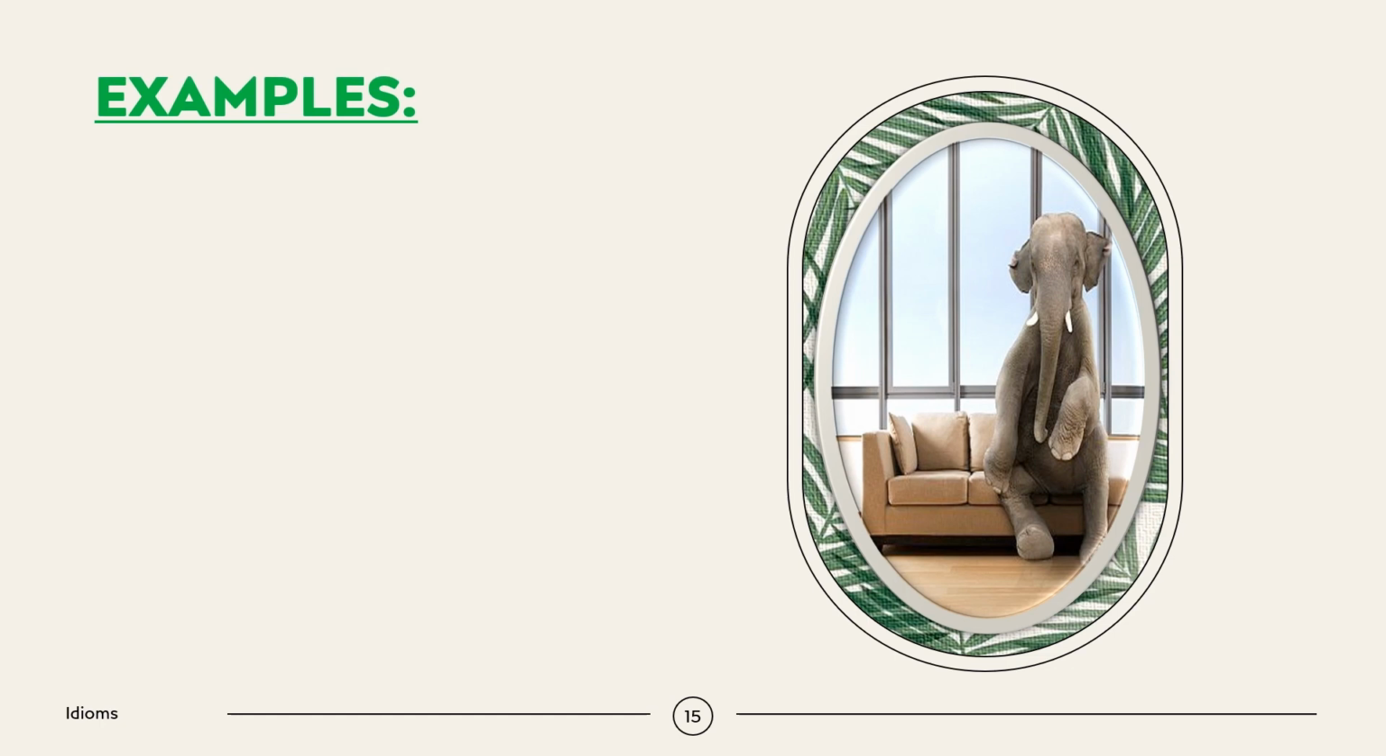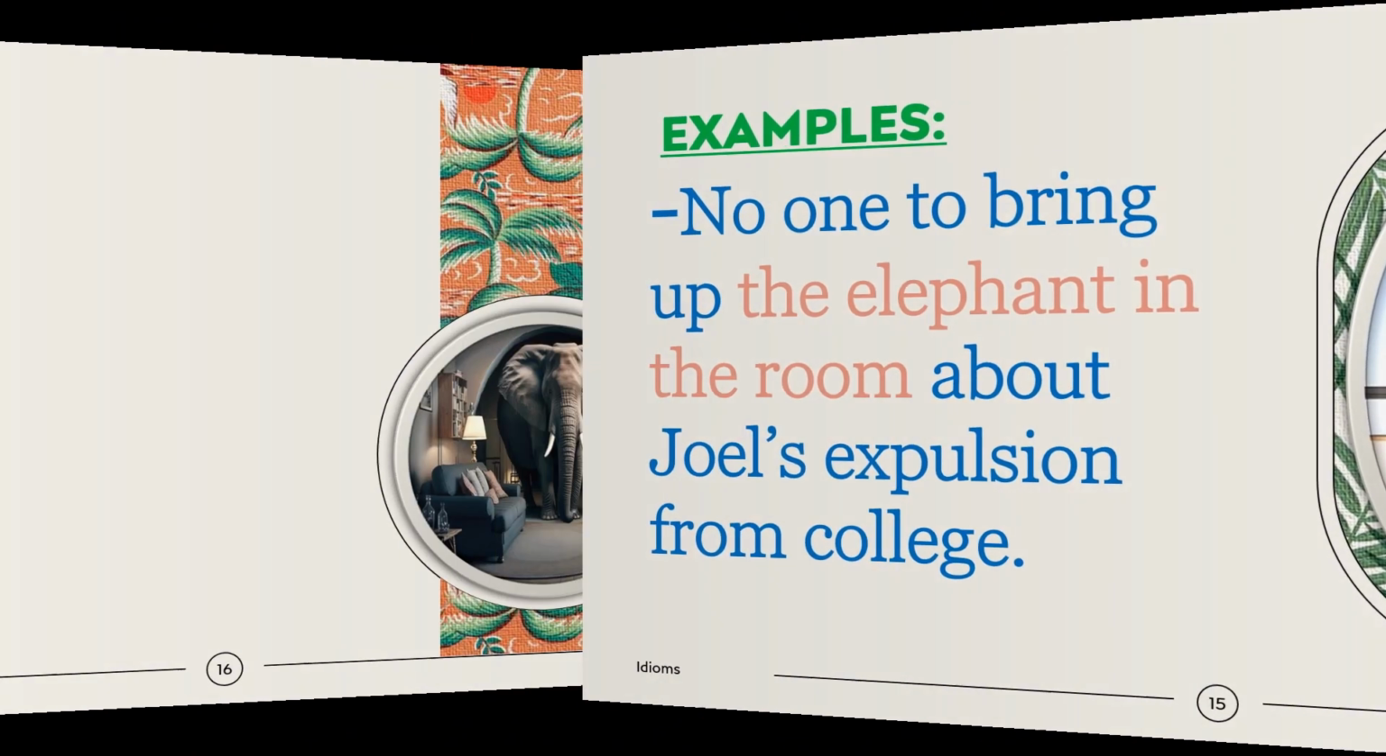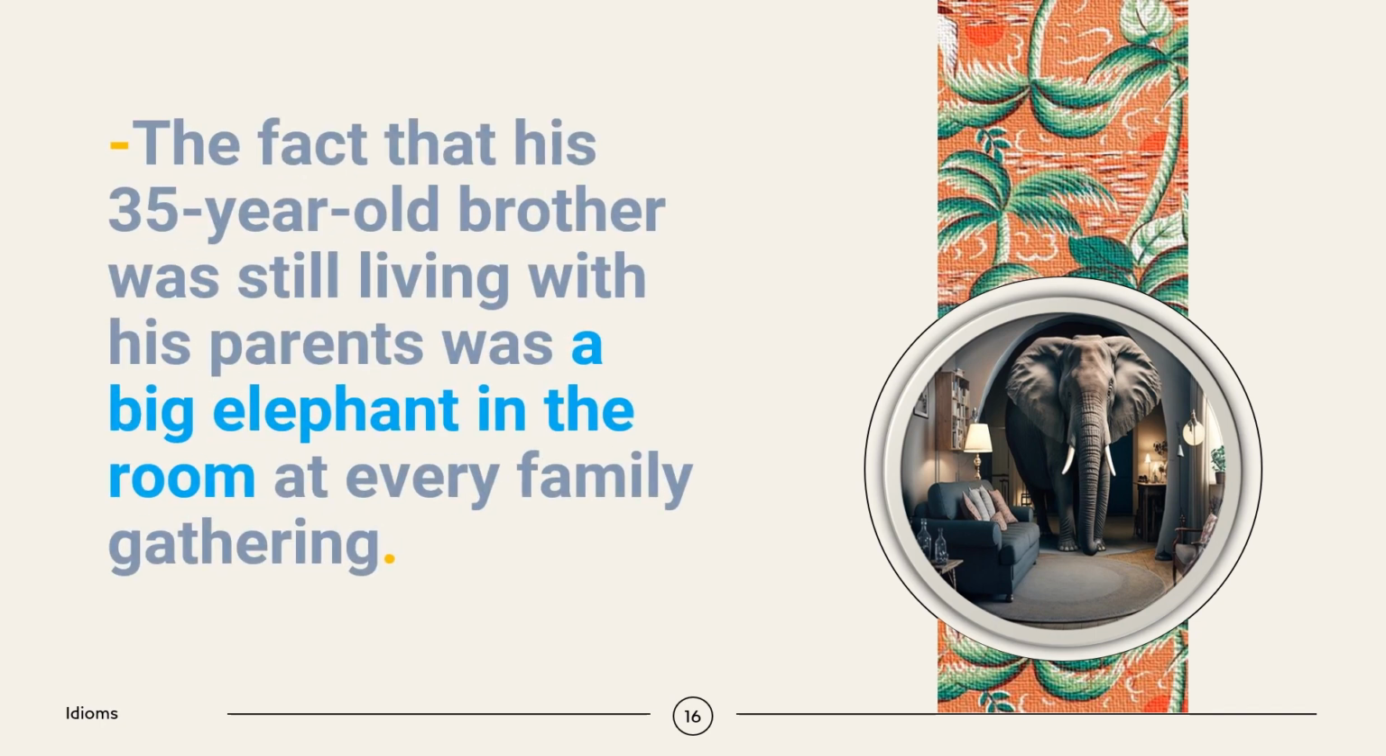Examples: No one wanted to bring up the elephant in the room about Joe's expulsion from college. Another example: The fact that his 35-year-old brother was still living with his parents was a big elephant in the room at every family gathering.